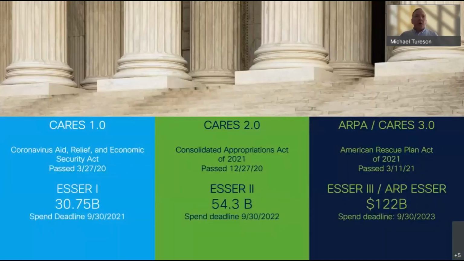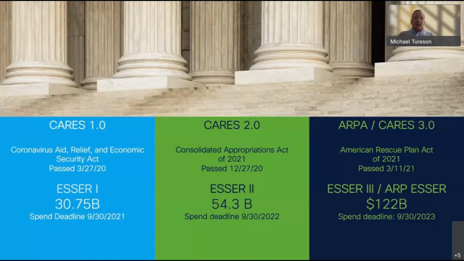So back in March, if we all remember, some of us don't want to, but we have to embrace it. We had the CARES Act 1 pass, which was the Coronavirus Aid, Relief, and Economic Security Act. Within that act, there was just under $31 billion siloed out for elementary and secondary institutions. Fast forward to December, just a little over $54 billion was passed in the CARES Act 2. And then when we come to the final act, which is the ARPA or CARES 3.0, we have around $122 billion that were funded.